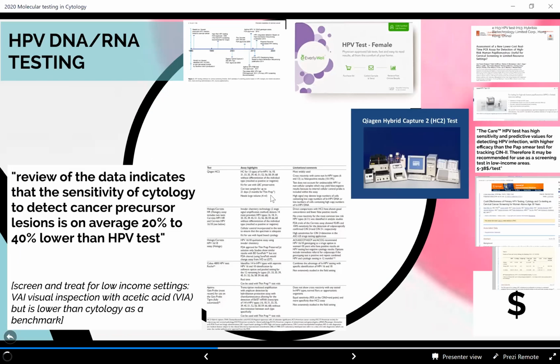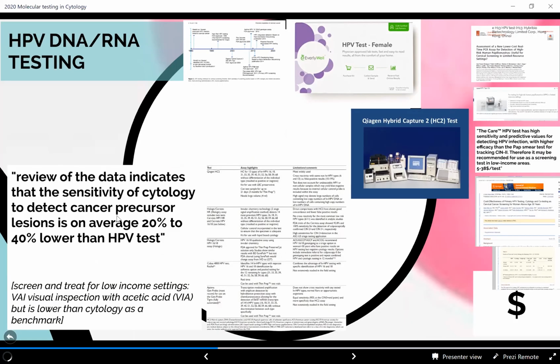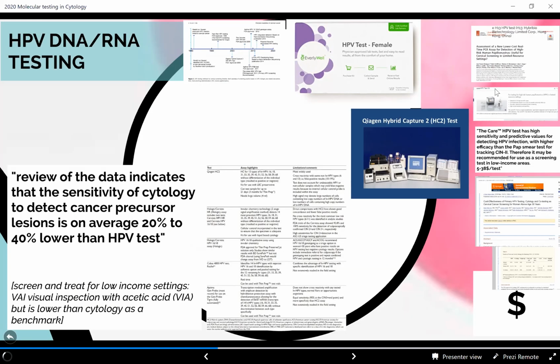HPV testing has a number of different platforms. You have QIAGEN, Hologic, Cobas, Aptima, and generally speaking, cytology has an average sensitivity about 20 to 40% lower. Cytology is less sensitive than the HPV testing. It has become more and more mainstream. Now you can actually send in a sample and have that given back to you through the drugstore. But it continues to be a challenge for the lower income settings.